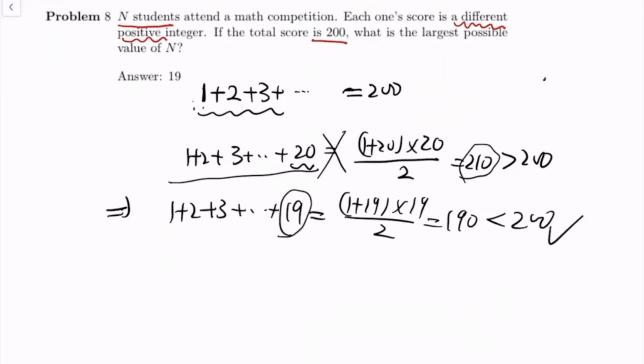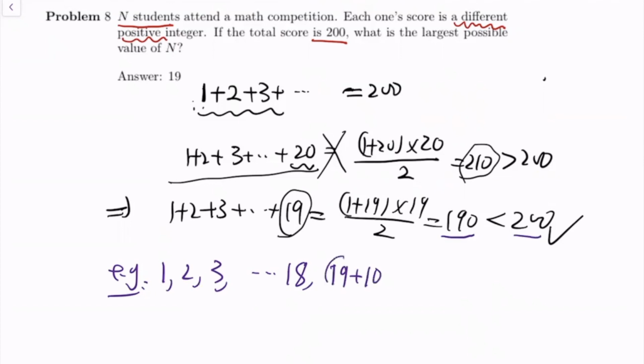For example, I can arrange them to make it work. The first one is 1, 2, 3, all the way to 18. Then for the last one, from 190 to 200 it's 10 more, so I just need to add 10 more. Let's say the last one is 29. So it's 1, 2, 3, 4, all the way to 18, and the last guy's score is 29. The total is 200, and it fulfills our requirement that each score is a different positive integer.